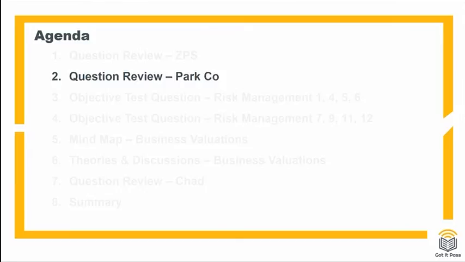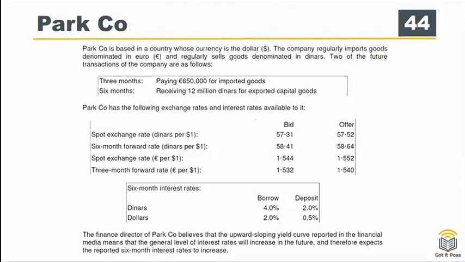The question we view here is the Parco company. It's a risk management question that exists in Section B, the scenario-based objective test questions. So let's go through it. Here is the background information, same as in other cases. Please read it by yourself, and we'll go through it after you have read it. Just pause the video now, and once you finish reading, come back.